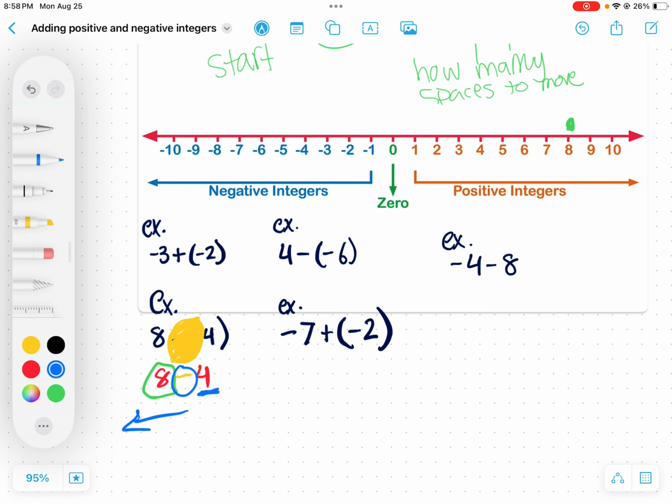So we're going to go to the left 4 spaces starting at 8. 1, 2, 3, 4. That puts us at positive 4. So my answer to 8 subtract 4 would be positive 4.